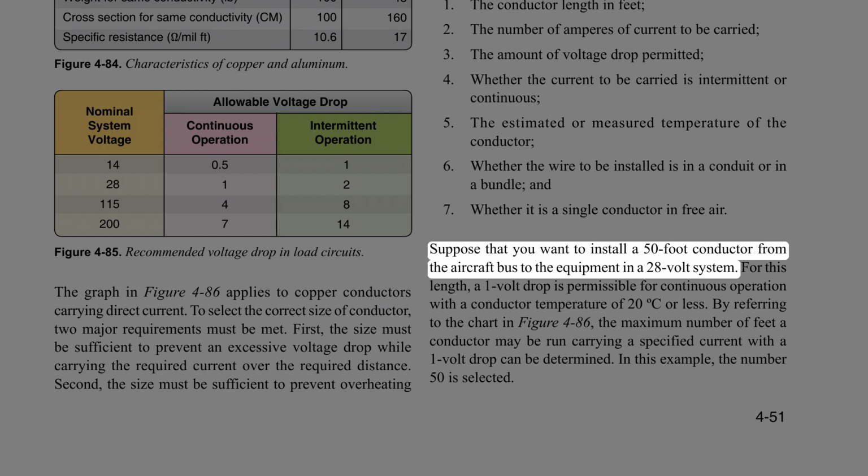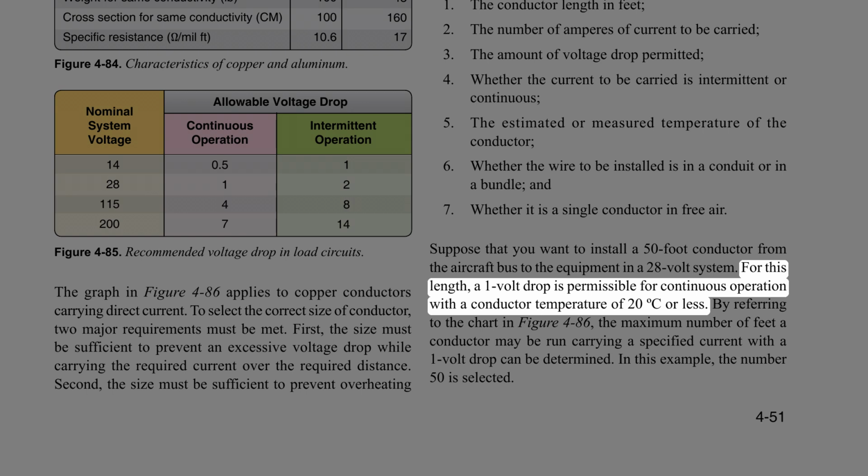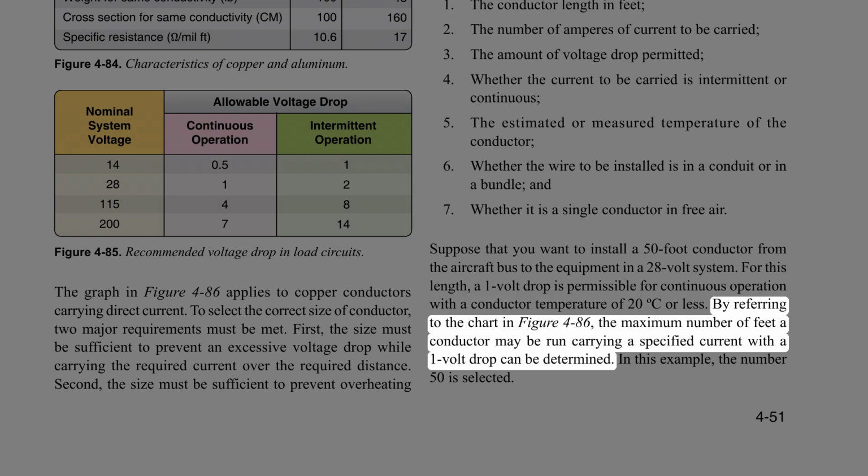Suppose that you want to install a 50-foot conductor from the aircraft bus to the equipment in a 28-volt system. For this length, a 1-volt drop is permissible for continuous operation with a conductor temperature of 20 C or less. By referring to the chart in Figure 4-86, the maximum number of feet a conductor may be run carrying a specified current with a 1-volt drop can be determined.